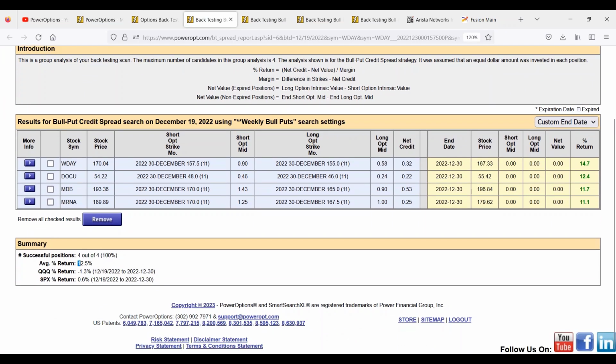100% success rate, average of a 12.5% return for the available trades. During this time period, QQQ was down 1.3% and SPX was only up 0.6%. Again, those are the 11-day trades from 12/19 to December 30th.